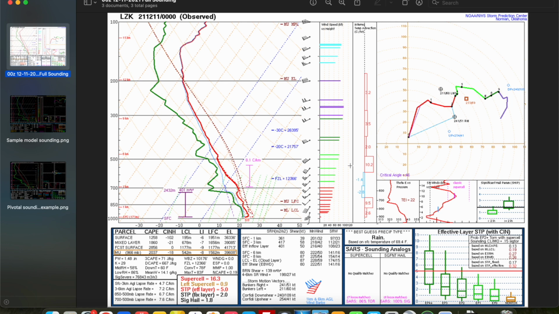All right, before we take a look at the bottom portion of this left-hand box here, I want to take a look at the model soundings first for this middle section, and compare them to the SPC soundings.